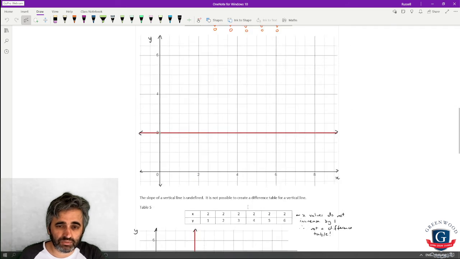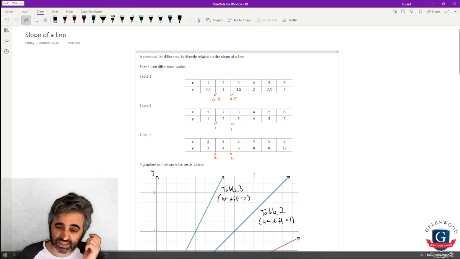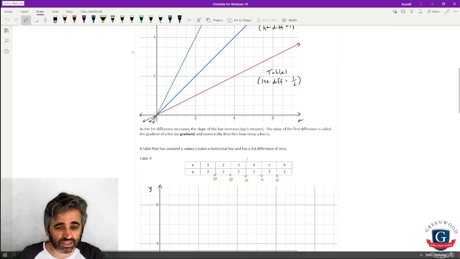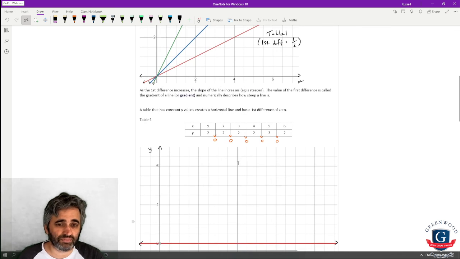So there you go. There's a connection between tables, graphs, first differences, and slope. I hope that makes your understanding a little bit better, and I'll see you in the next one. Thanks everybody.